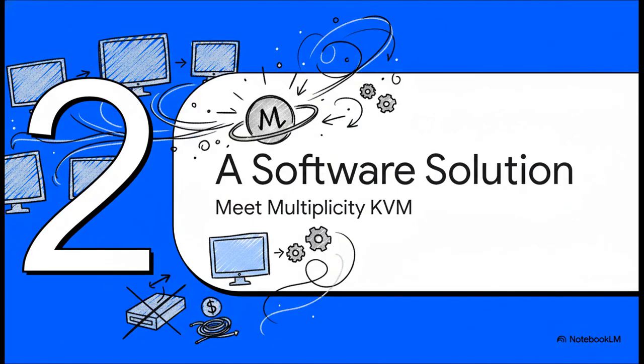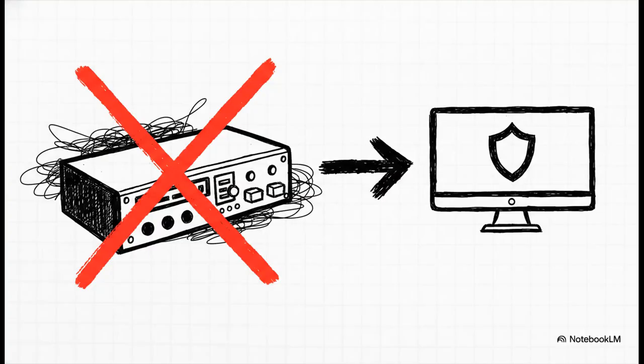So this brings us to the hero of our story. Multiplicity KVM. It's a software-based alternative, and the whole idea is to give you all the functionality of a hardware KVM, but without the actual physical box, the mess of cables, and all the costs that come with it. So yeah, in a nutshell, Multiplicity KVM completely replaces a physical device with one smart, secure application.